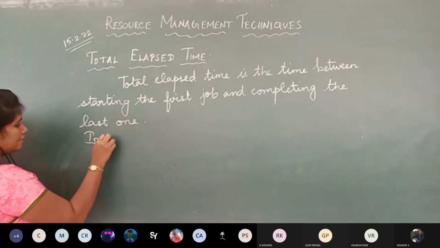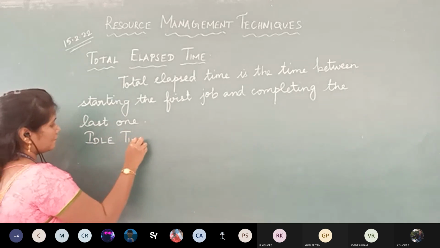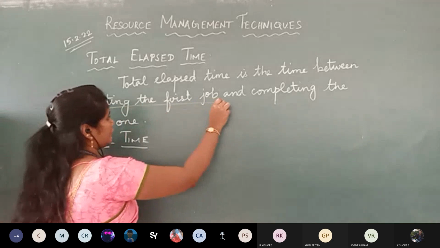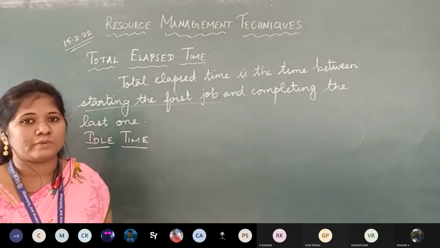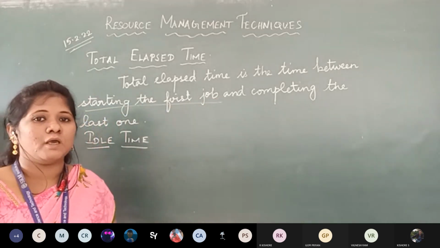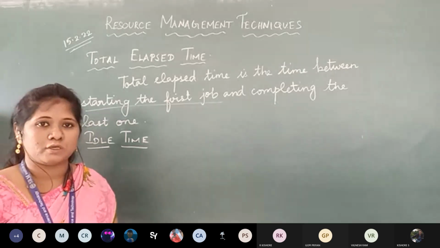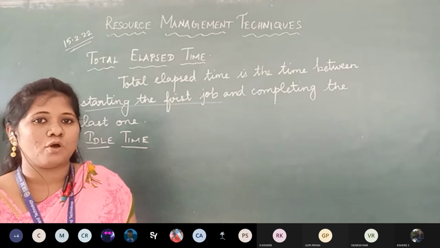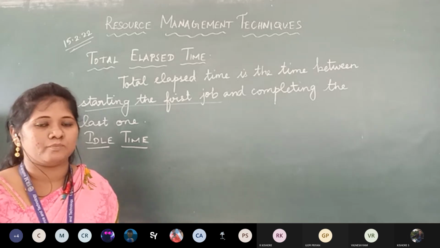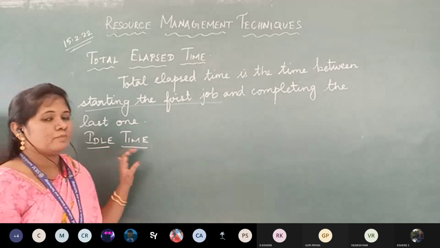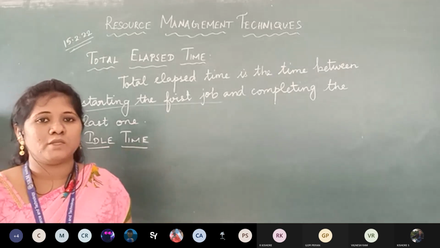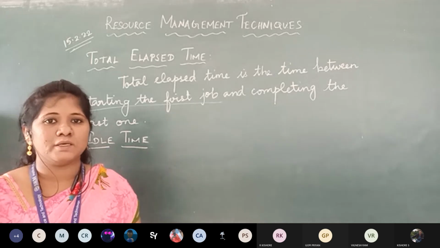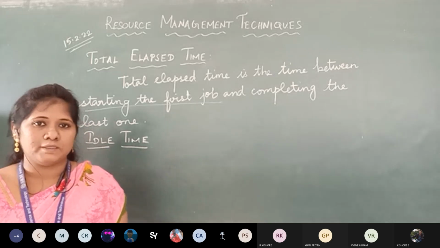Next will be idle time. Your total elapsed time is from the start point of your first job. Say at 8 o'clock you check in, and at 4 o'clock you check out. That is the total elapsed time, from the starting time till the job ending time. And the idle time is, in between 8 to 4, you will have some break time. That time will become your idle time.